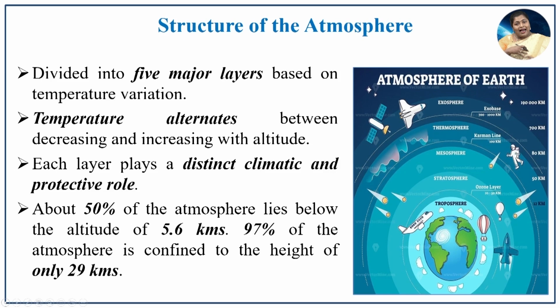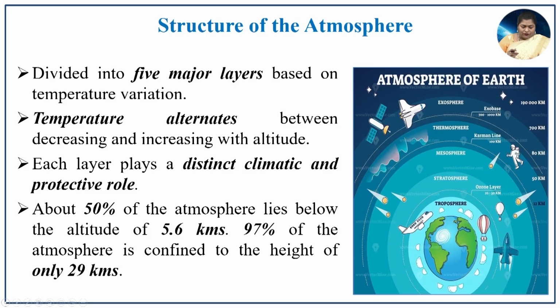The structure of the atmosphere is divided into 5 major layers based on temperature variation. The temperature alters between decreasing and increasing with altitude. Each layer plays a distinct climatic and protective role.